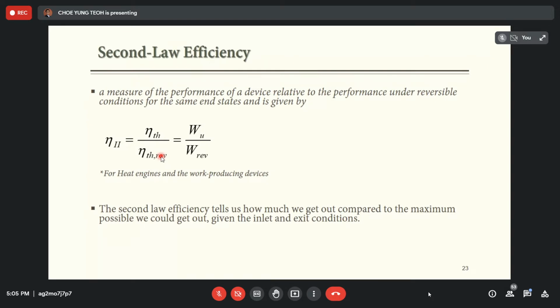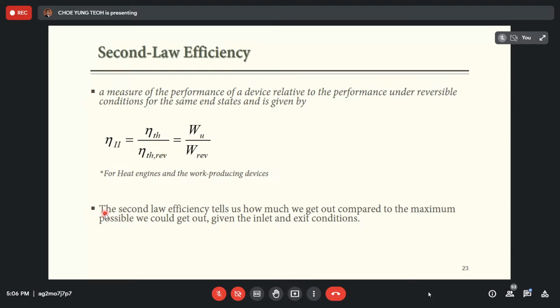Okay, so in layman's terms, we can say that first law efficiency is actually output over input. How much you get divided by how much you put into the system. Okay, and this second law efficiency is how much you get over the maximum possible you could get. Can you see the difference? You don't care about input anymore, but we care about the maximum possible output. We take that as a reference, okay, and then we calculate the second law efficiency.